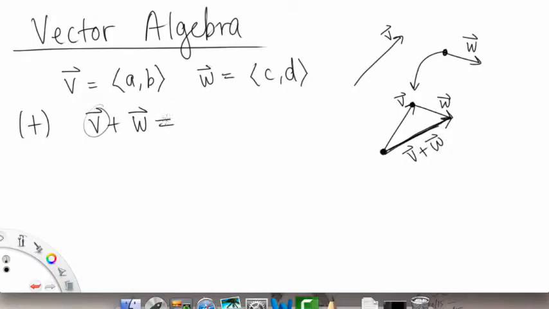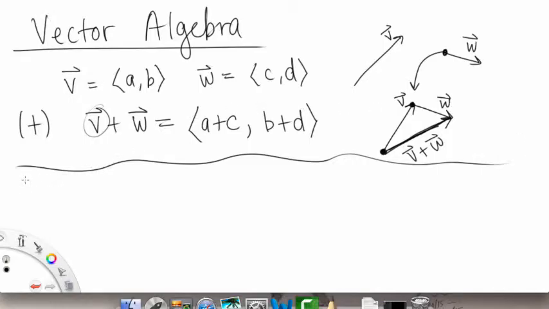And algebraically, the way you work this out component-wise is you just add the two x components, so that would be A plus C to get our new x component, and then you do the same thing with the y component, so B plus D. Alright? Okay, so now let's do the opposite. We have subtraction. Okay, so let's say we have V minus W.